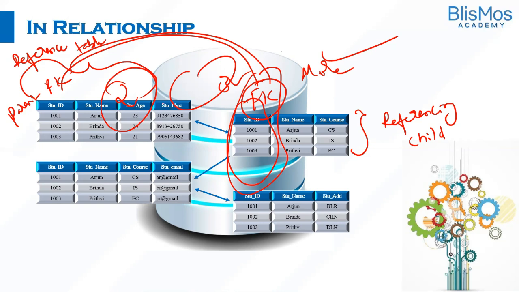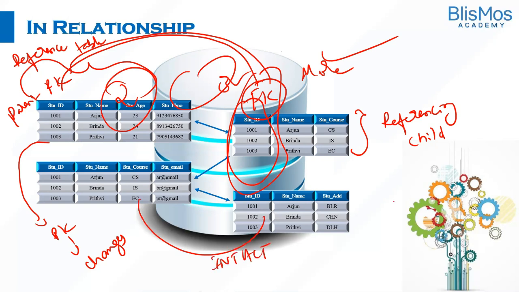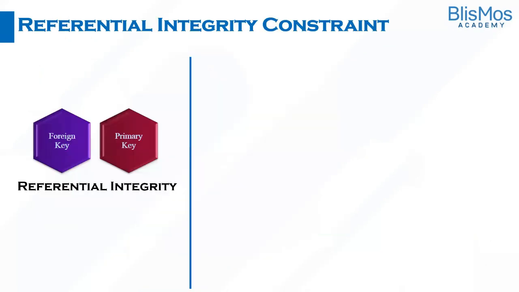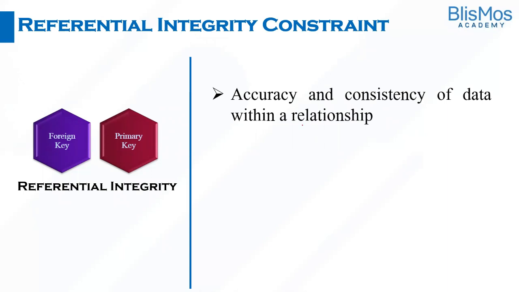Can you think of a situation where there is an issue with the primary key? What if the primary key changes? There is always a possibility, right? So we need to ensure that data on both sides of the relationship remains intact. And who will take care of that? That will be taken care of by referential integrity. So what is referential integrity? Referential integrity ensures the accuracy and consistency of data within a relationship.